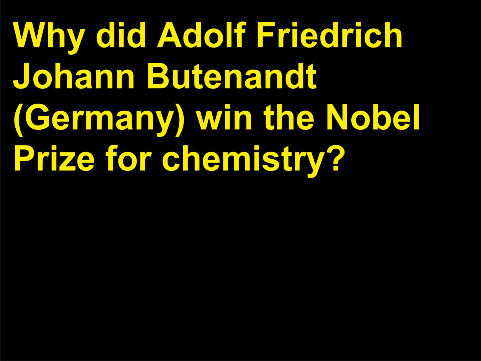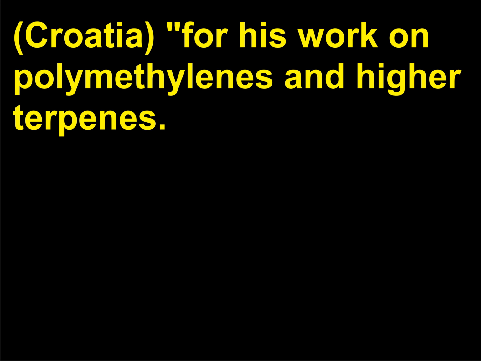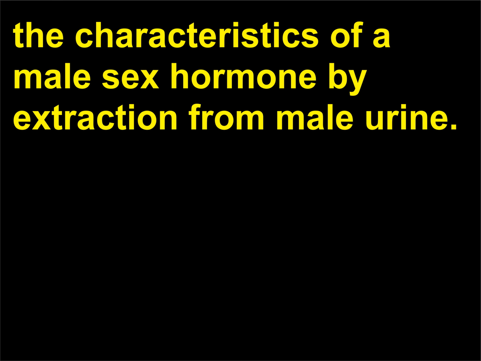Why did Adolf Friedrich Johann Butenandt, Germany, win the Nobel Prize for Chemistry? For his work on sex hormones, and Leopold Ruzicka, Croatia, for his work on polymethylenes and higher terpenes. Butenandt was the first to isolate and crystallize a compound with the characteristics of a male sex hormone by extraction from male urine.